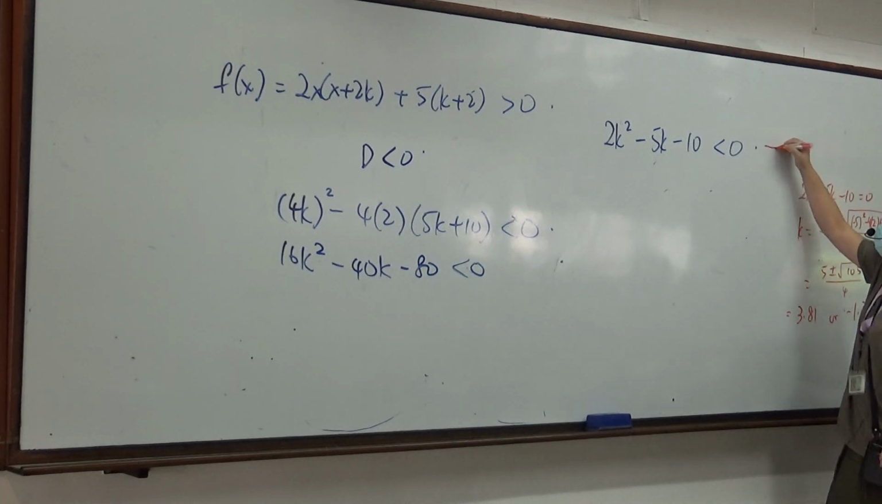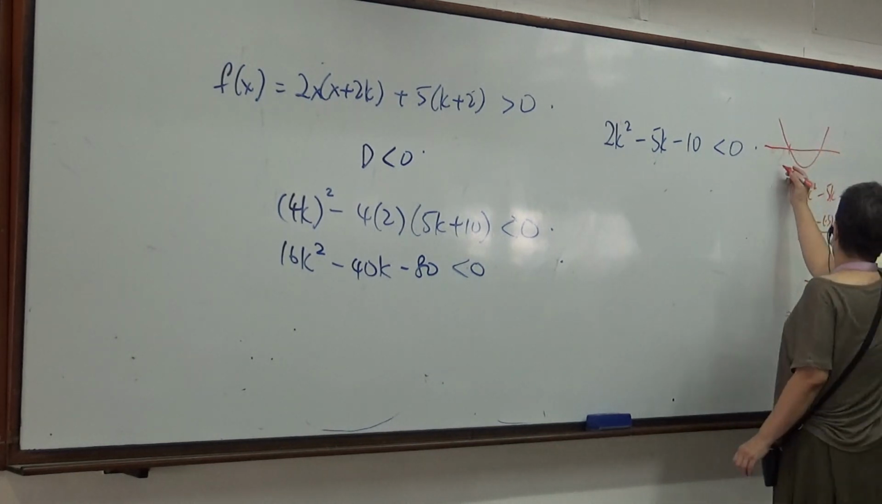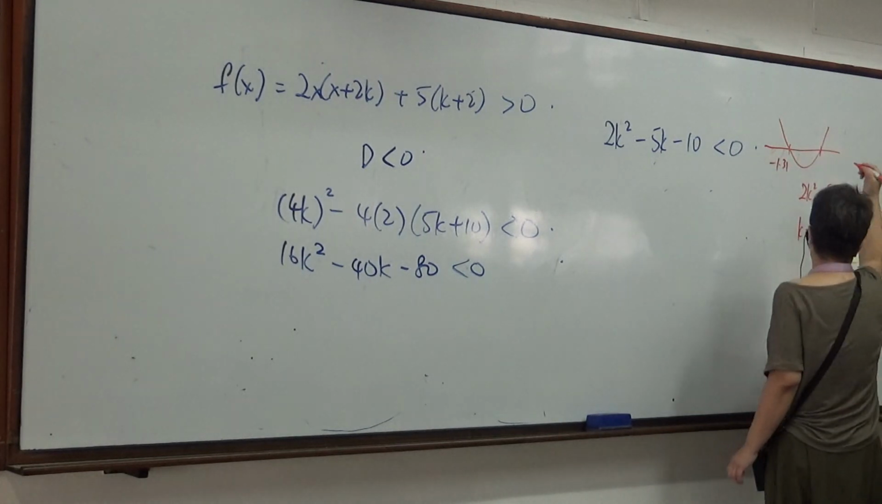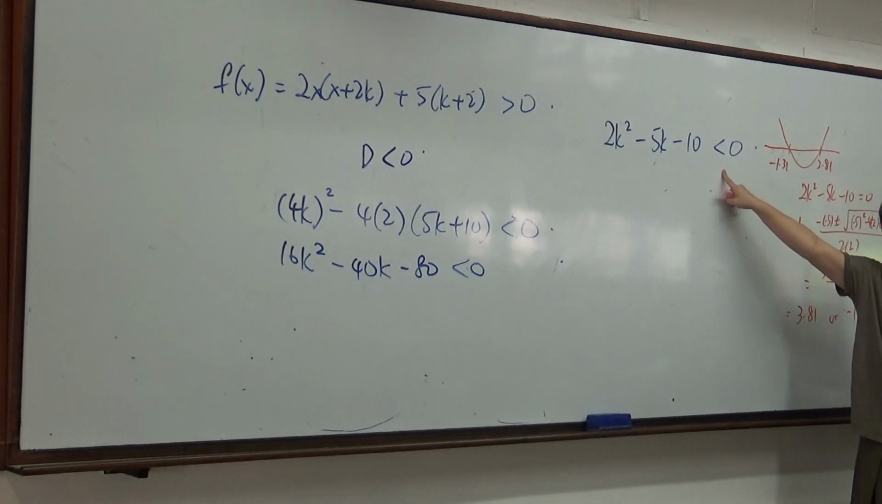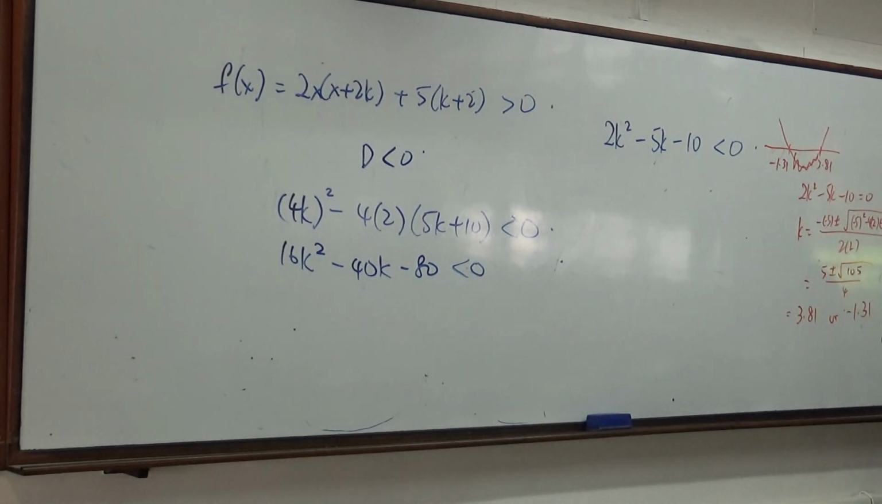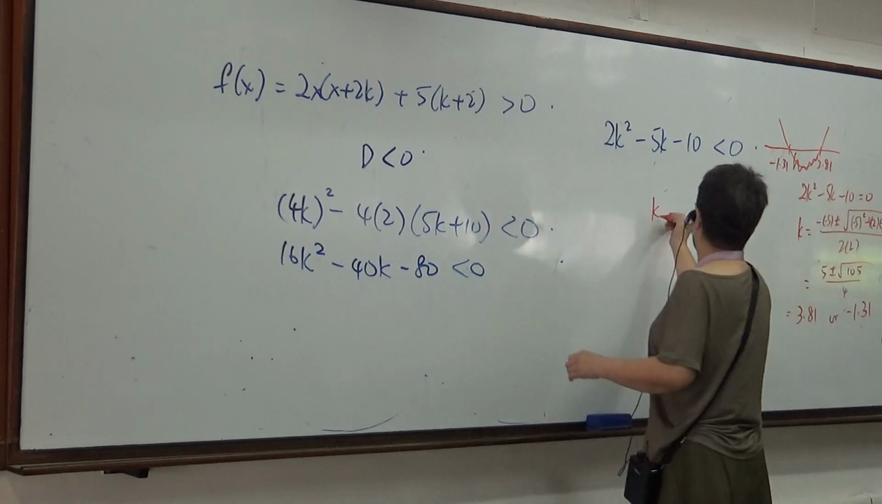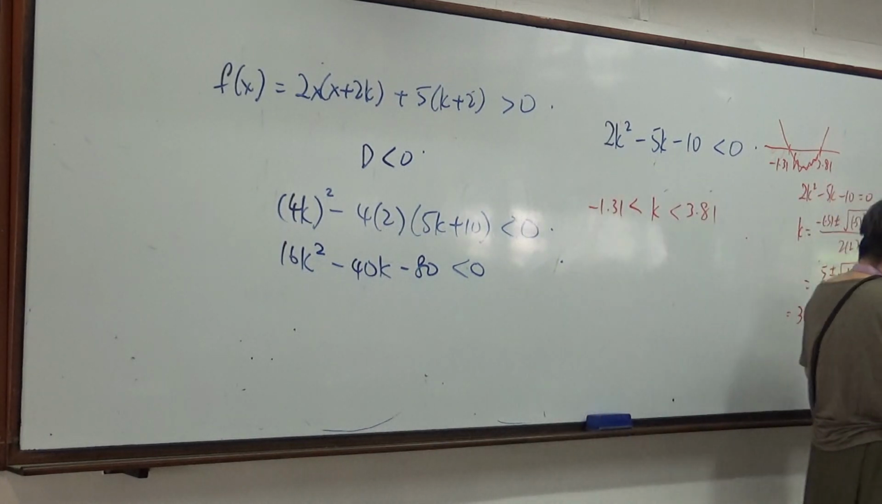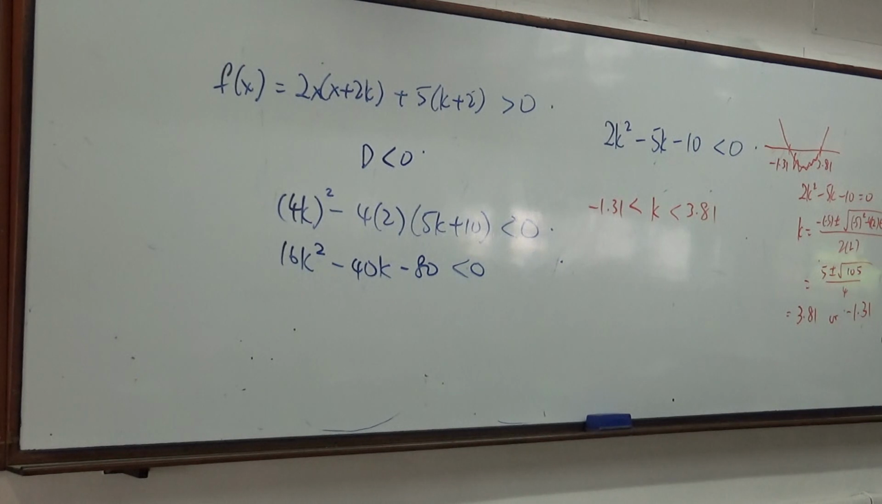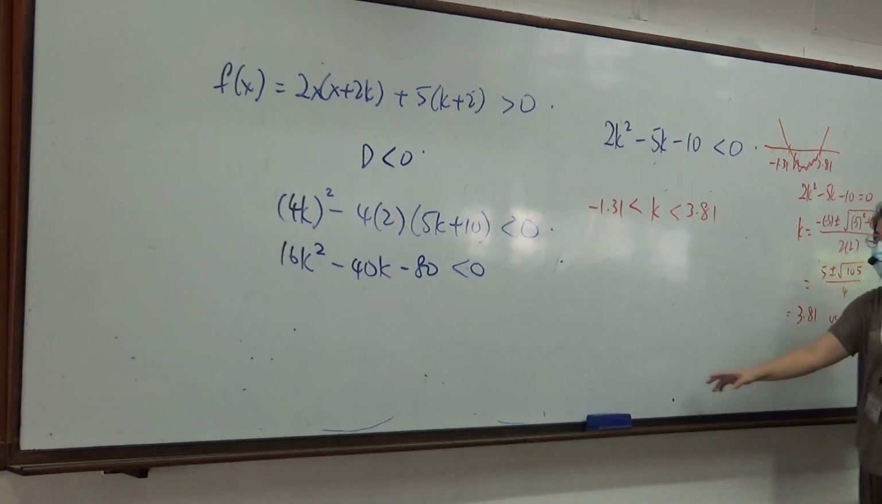That means when I plot the curve, this point must be negative 1.31. This point must be what? 3.81, right? Correct? Yes or no? Okay. They want what? Less than 0. So I must look at this one, right? Correct. So what is my k? Between negative 1.31 and 3.81. No, I'm not saying that it's equal to 0. No, you must listen to me.